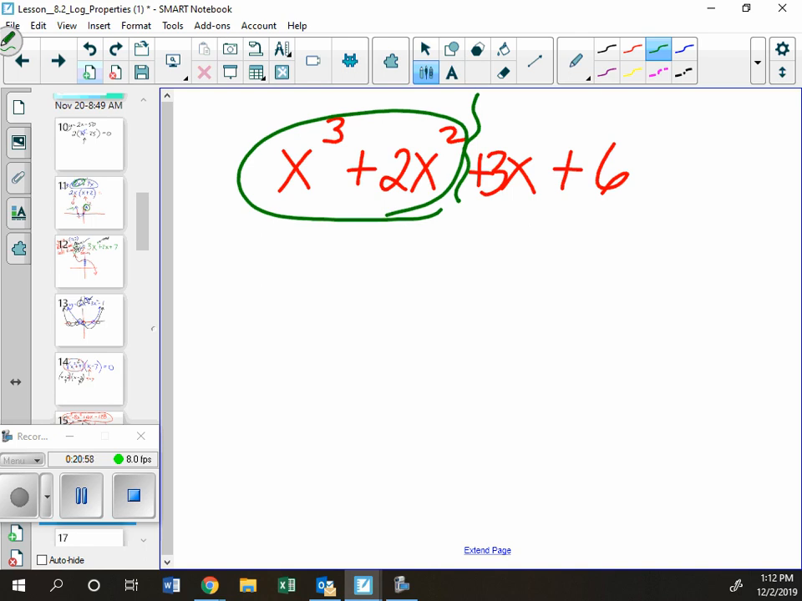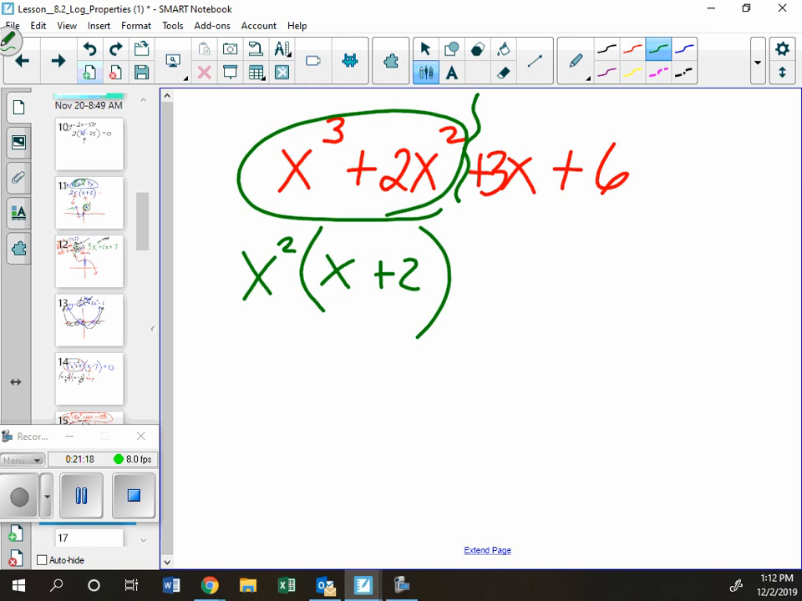What goes into both of those things? X squared. So x squared comes out, and what's left? X plus 2. That wasn't that bad. You should have been able to do that.